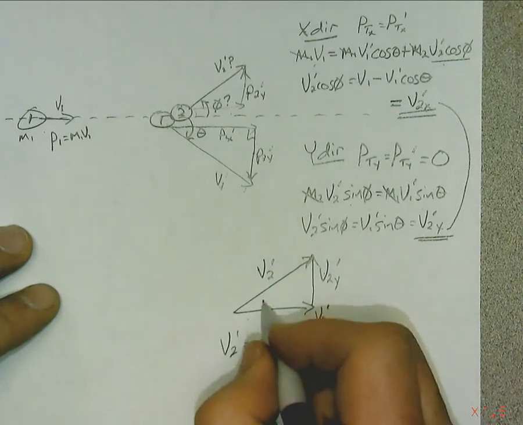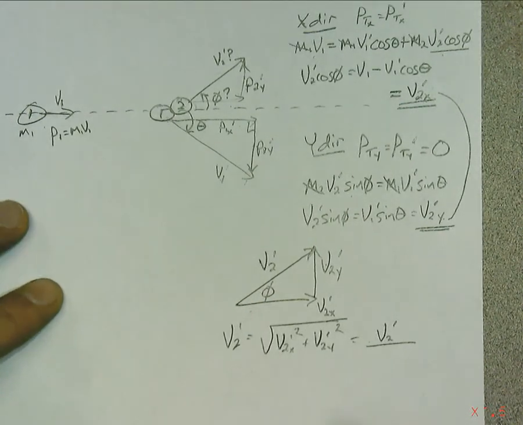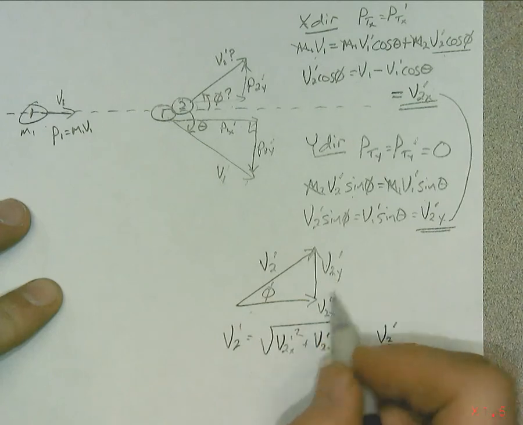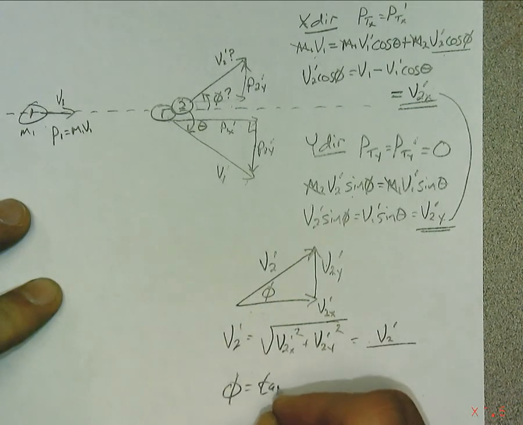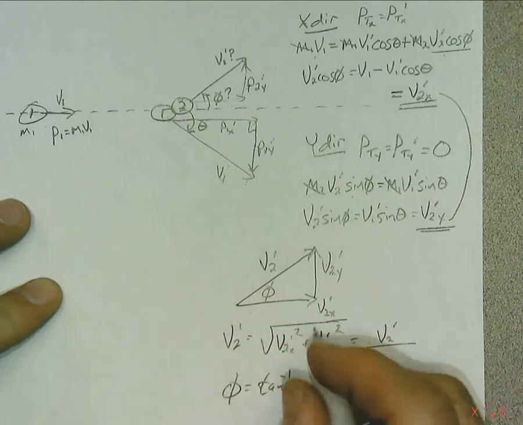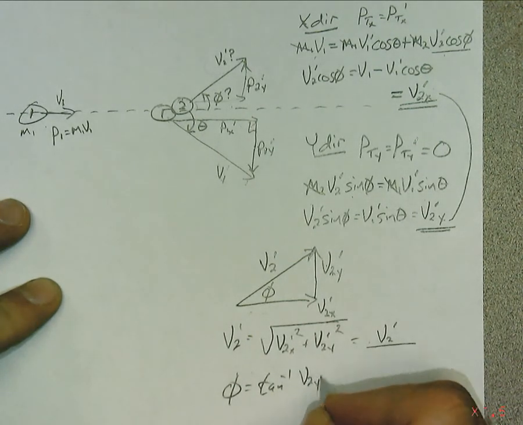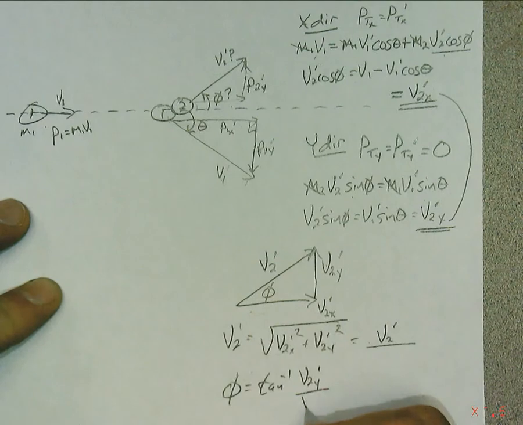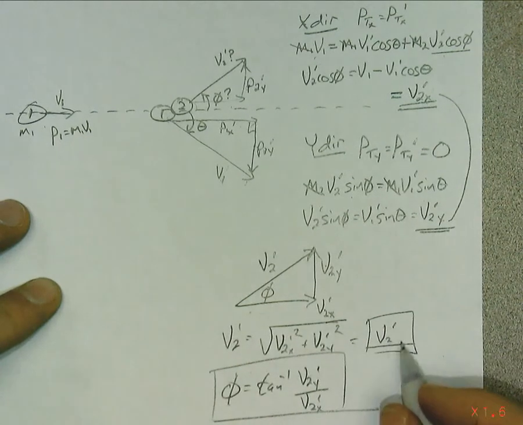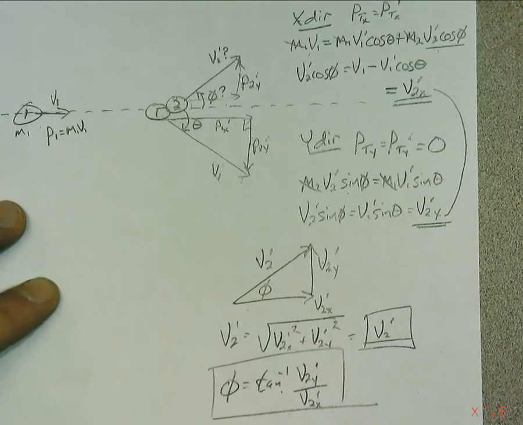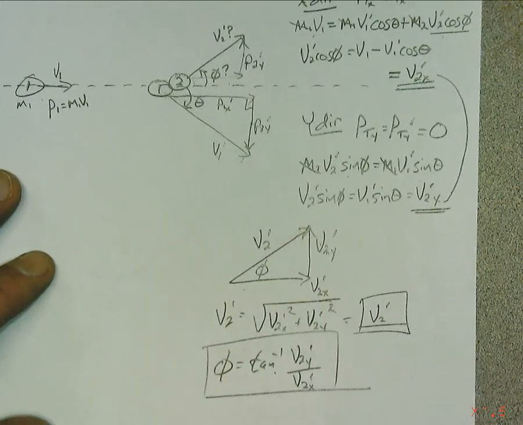And then how about the angle? Here's phi. Well, we've got opposite, we've got adjacent values. Phi is equal to the inverse tangent of opposite V2Y prime over adjacent V2X prime. That gives you that. You know, we have the number here, we have this number. You have just solved the problem.